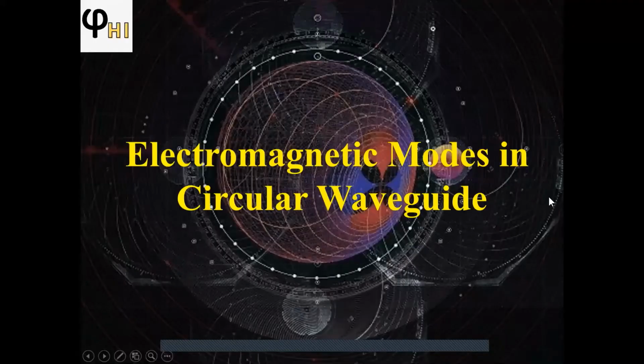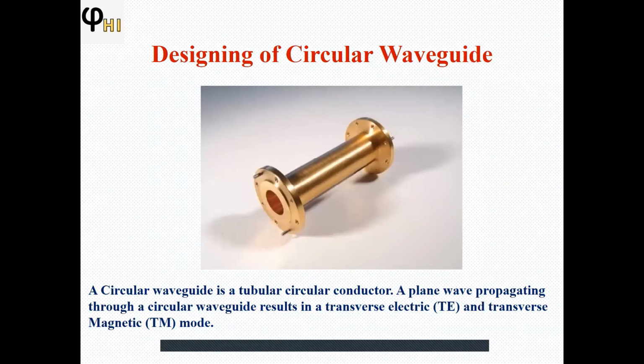Hello friends, today we will discuss the electromagnetic modes in a circular waveguide. First we will see what a circular waveguide is and which kind of electromagnetic modes are generated in a circular waveguide. A circular waveguide is a tubular circular conductor.